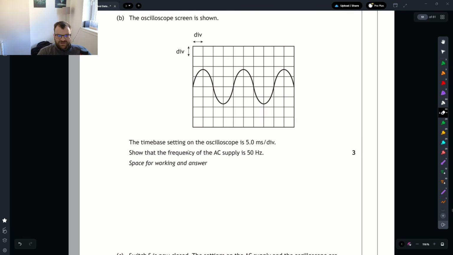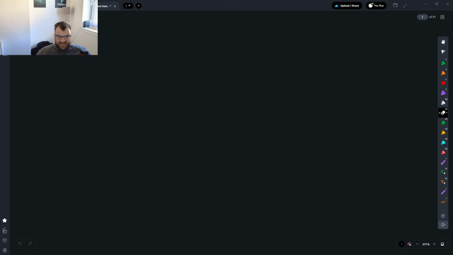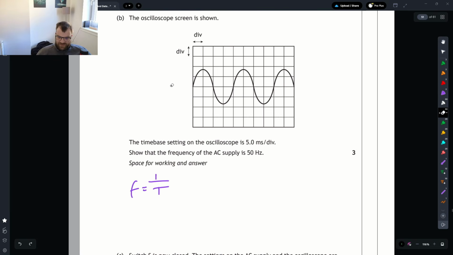Then in this one, we are shown an oscilloscope, and we are told the time base and asked for the frequency. So T equals 1 over F, or F equals 1 over T. Sounds like a good starting point. We can then work out what the period is, which is the time it takes for one wave. And we do that by the time base times the divisions for one wave. So find 2 points, start and end. Start of one and the end of the other.